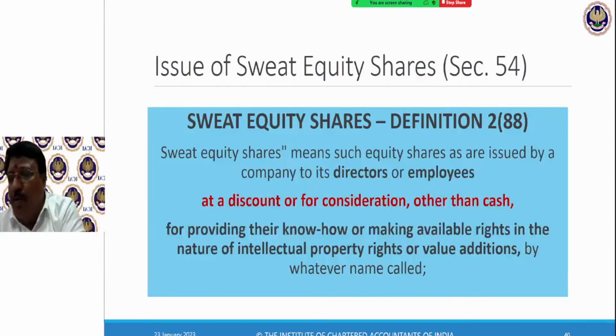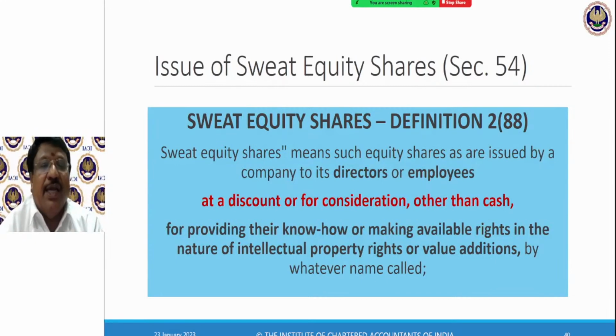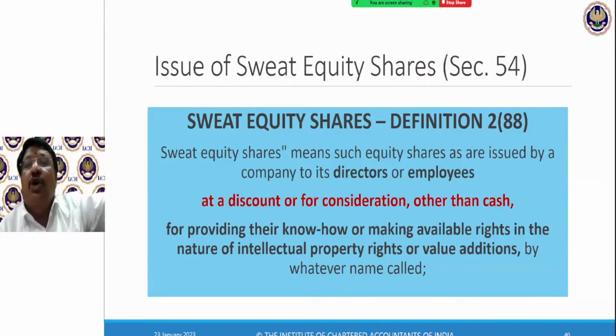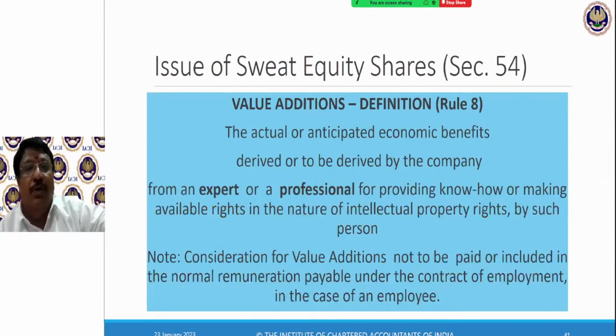Whatever it is. Now, I hope I have communicated something to you. This is called sweat equity shares. They may be allotted at a discount. Now, sweat equity shares, if it is a listed company, SEBI guidelines also have to be followed. If it is an unlisted company, it is enough if you comply with section 54 read with rule 8. That's all.